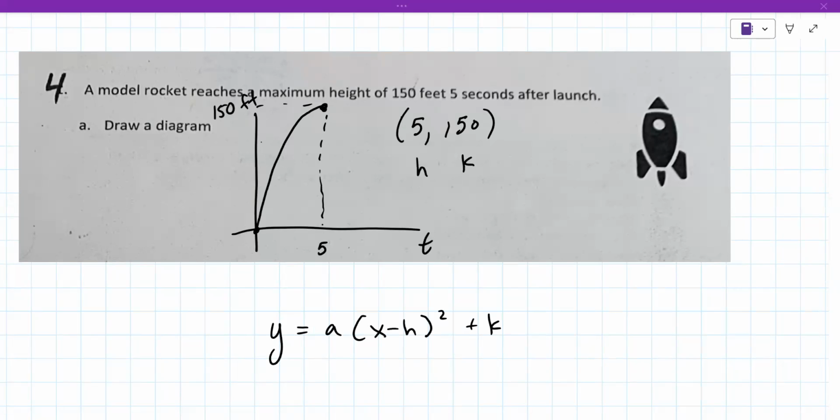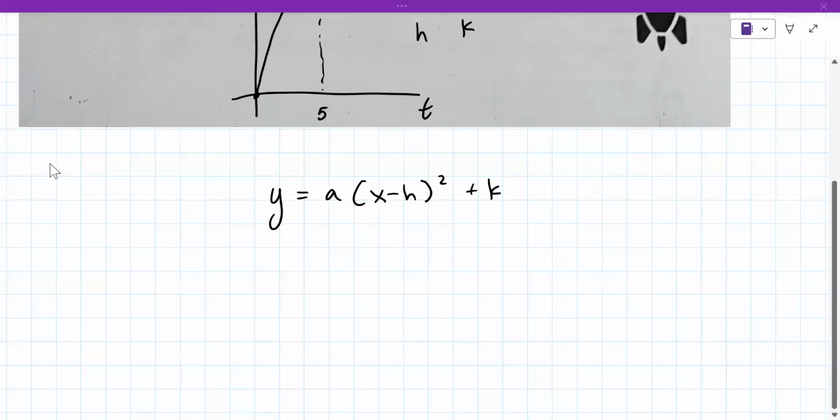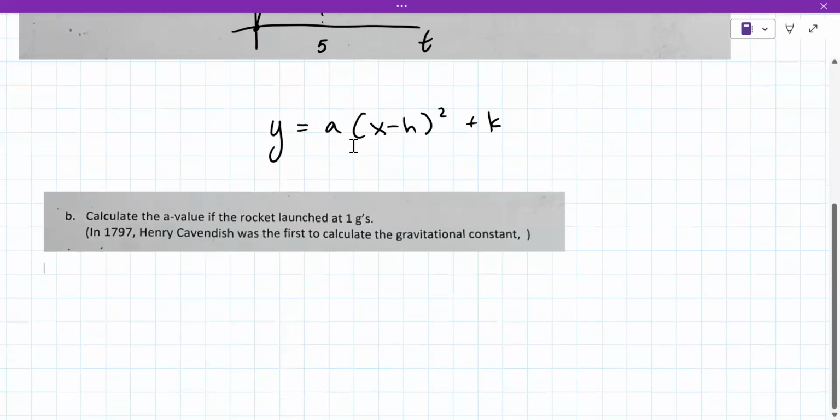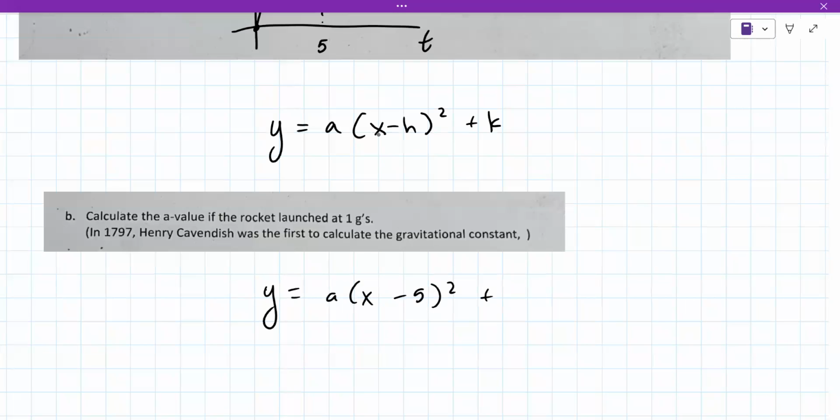So to do part B, we are going to use the vertex. So the vertex is x minus 5 squared plus 150. And it says here to determine the A value if the rocket was launched at 1 Gs. Okay. So I'm struggling here a little bit because they're not giving enough value to do that.